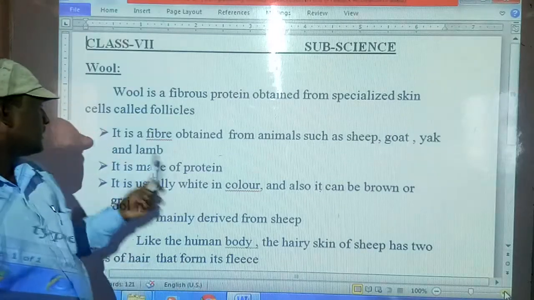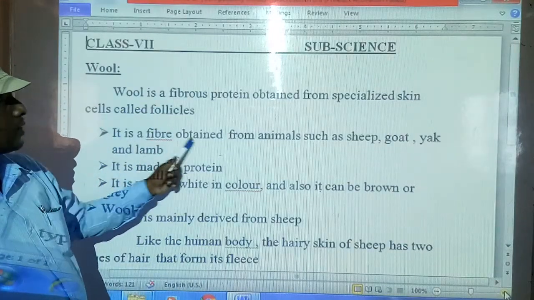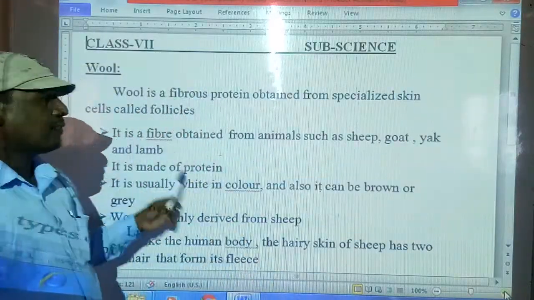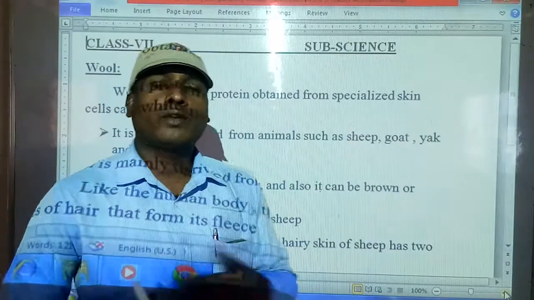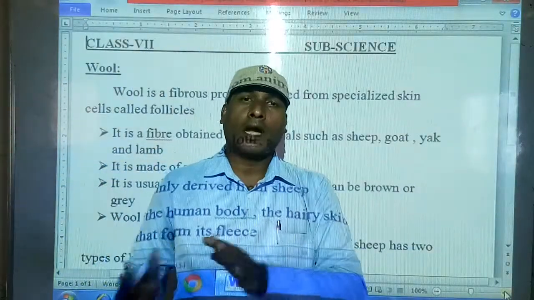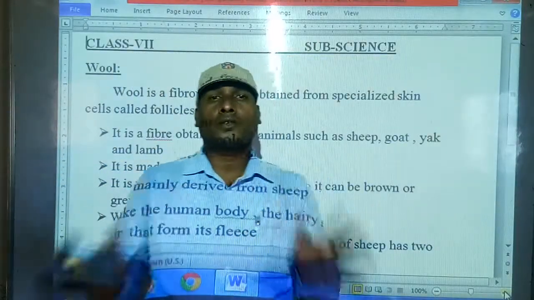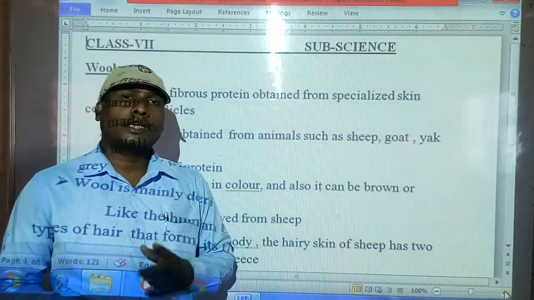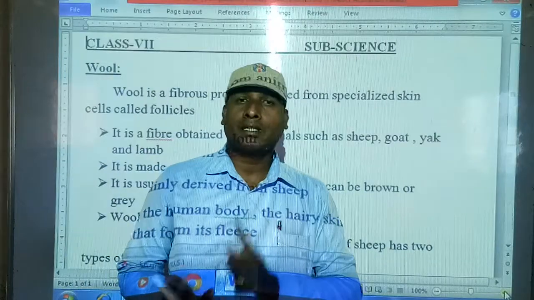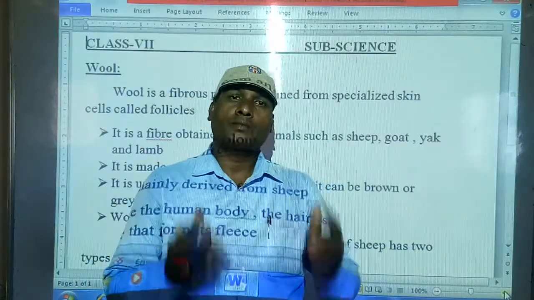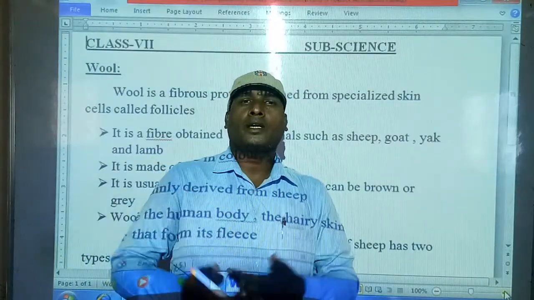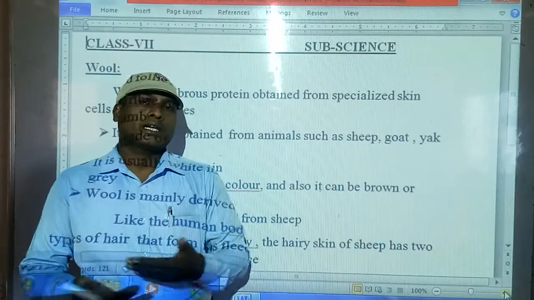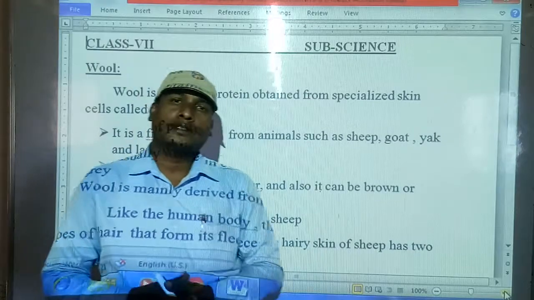Second, it is a fiber obtained from animals such as sheep, goat, yak, and lamb. So this wool, where do we get it? We are getting it from animals. Not all animals, but specialized animals, especially goat, sheep, yak, and lamb. Their hair and skin are specialized, and it is made of protein, and we remove that hair by certain methods.